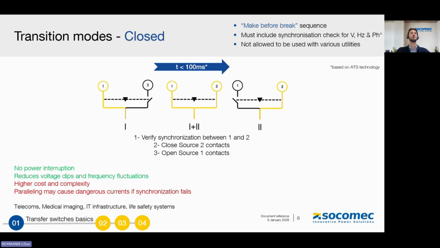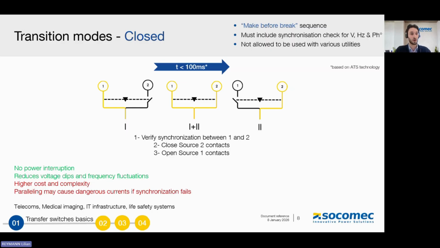The second transition mode is the closed one. Before it was a break before make sequence. The closed transition is a make before break sequence. And the sequence would be first, the device will verify the synchronization between source 1 and source 2, or if it's a manual operation, the operator needs to verify the synchronization between the two sources. As a second step, the source 2 contact will close, so there is a bit of paralleling between the two sources. And as a third step, the source 1 contacts open, so source 2 is the only source powering the loads.